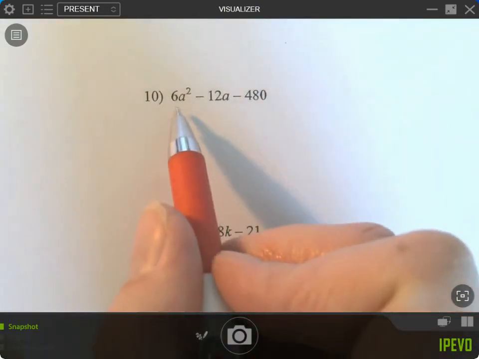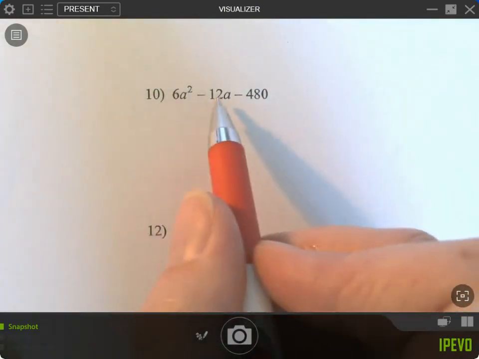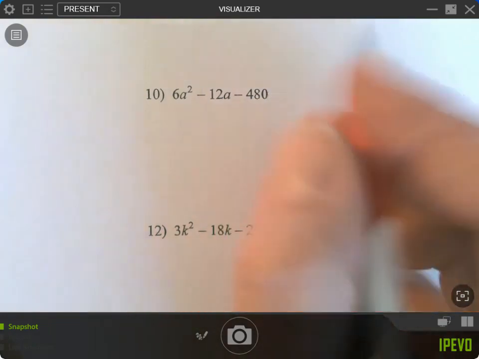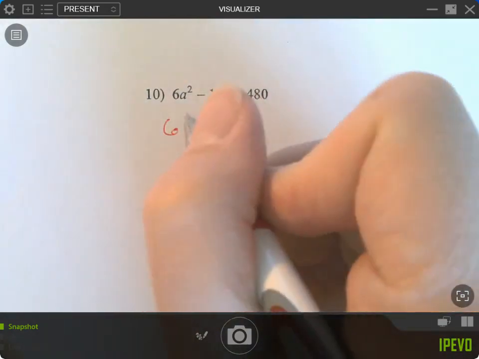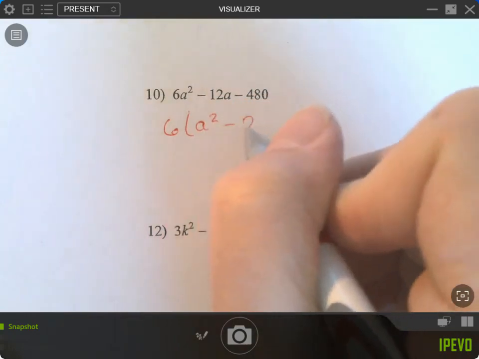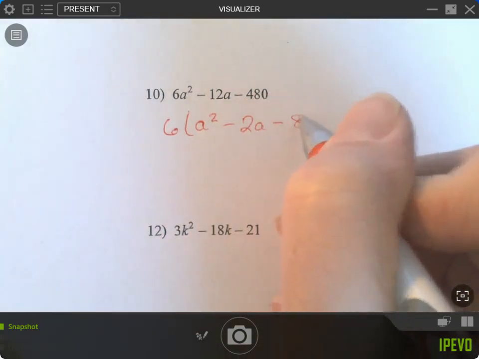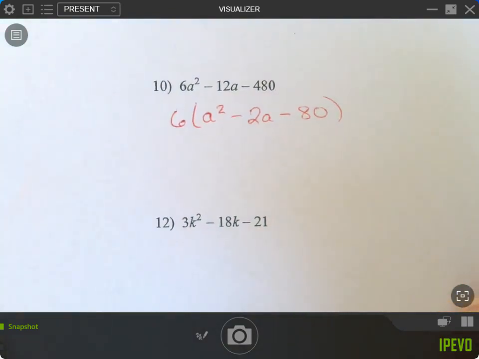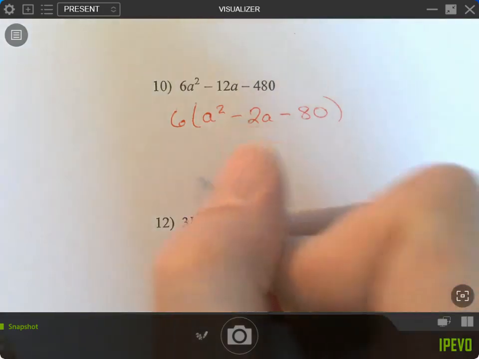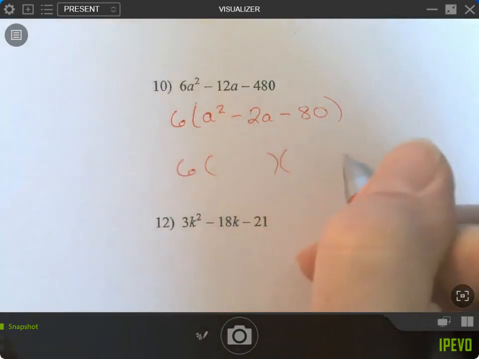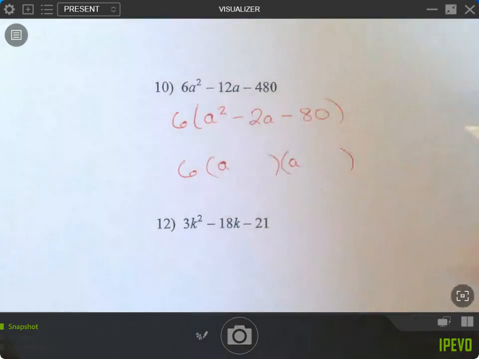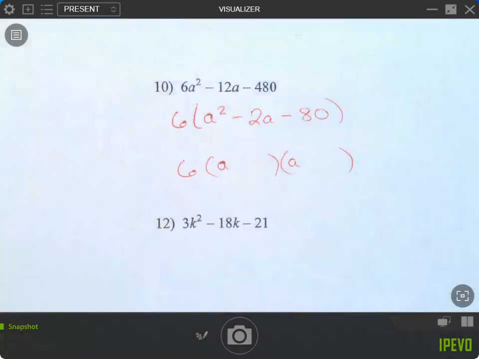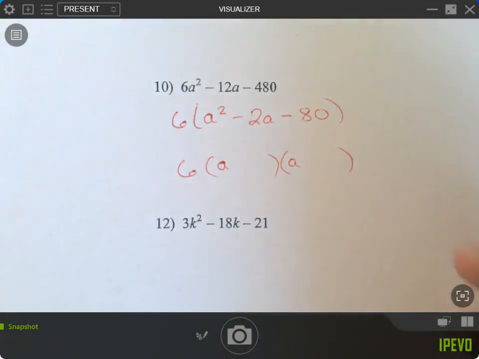All right, in 10, I'm looking to see if 6 divides into everything. 6 goes into 48, so it goes into 480. Take out your 6. What's left? A squared minus 2a minus what? Am I good? Do we agree? Okay, guys. Keep my 6 here. Now, a times a is a squared. What multiplies to give you negative 80?